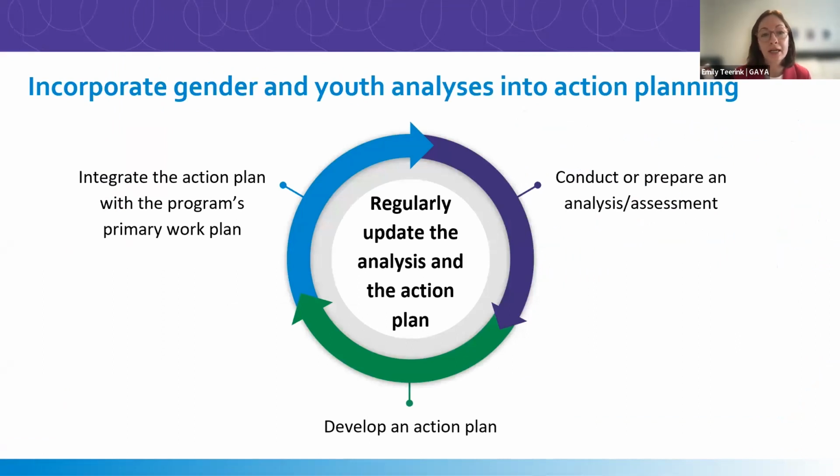To address these challenges, Gaia recommends incorporating gender and youth analyses into action planning. Gaia recommends that every program, including emergency programs, conduct or prepare a gender and/or youth analysis or assessment based on secondary data if it exists and primary data if gaps remain. Programs can then develop a gender and/or youth action plan based on analysis findings. To make an action plan a reality, programs should try to ensure that gender and/or youth action plans are integrated back into the program's primary work plan.